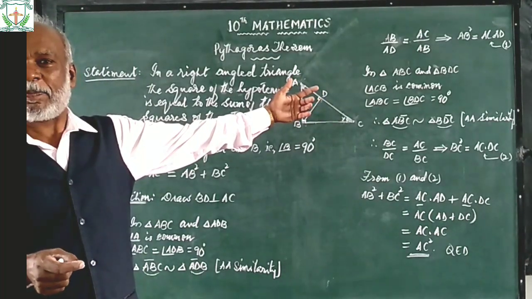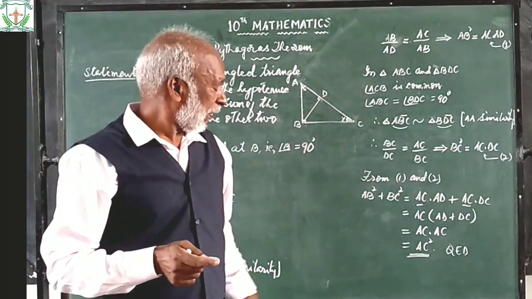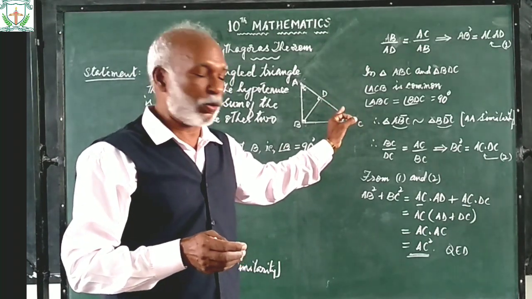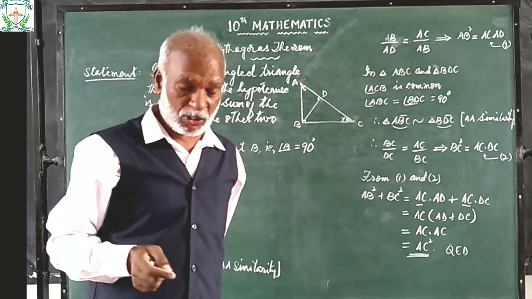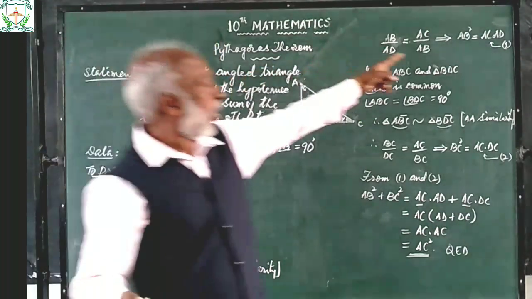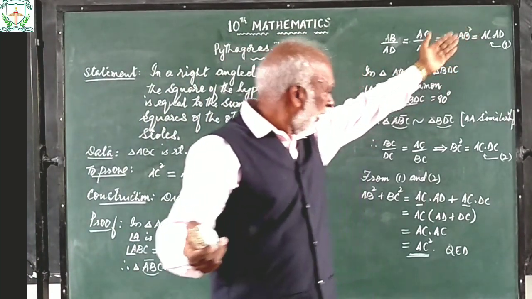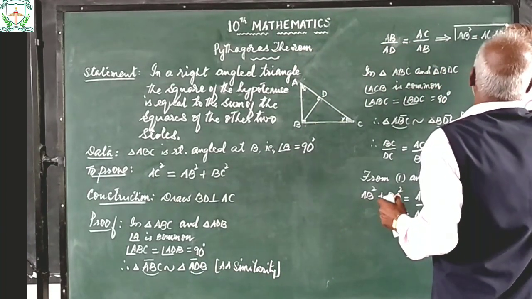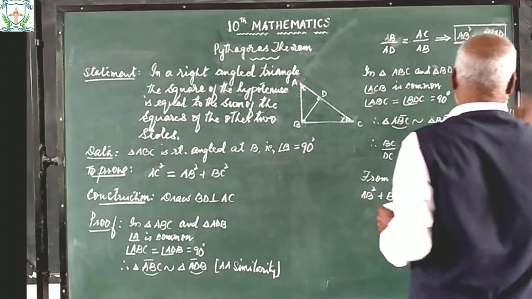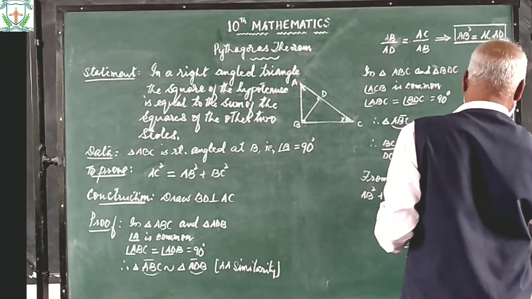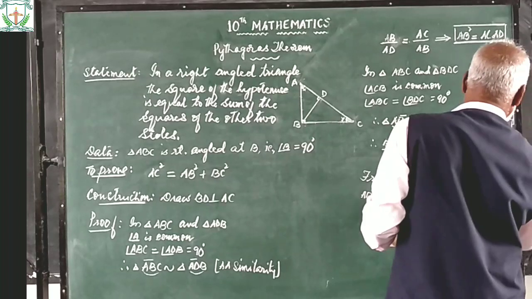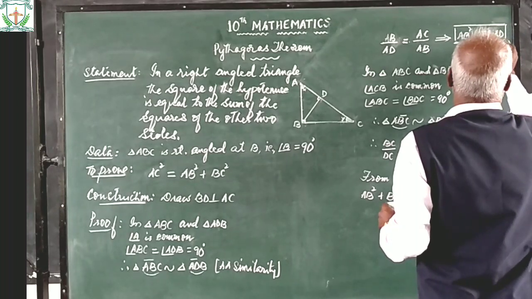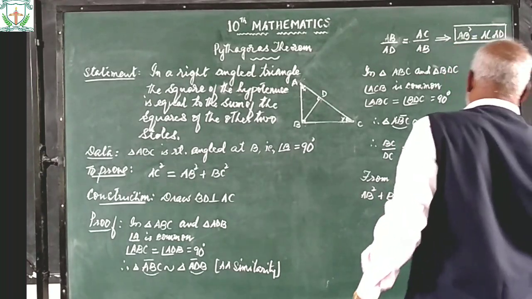Children, is it clear? I hope you have made it clear. Only few steps and it is very simple to prove Pythagoras theorem. From this theorem, you have got result 1, result 2. These are very important results. I just highlighted. Result 1, result 2. Very important results to work out problems later on.